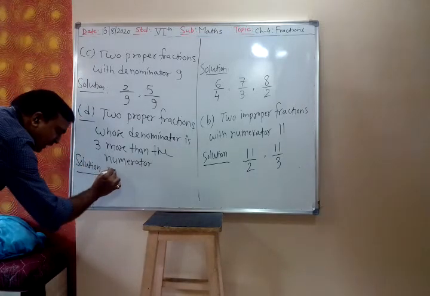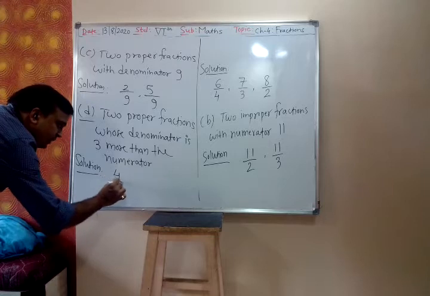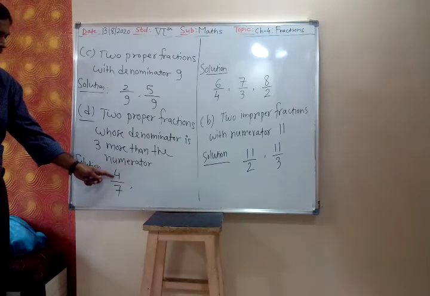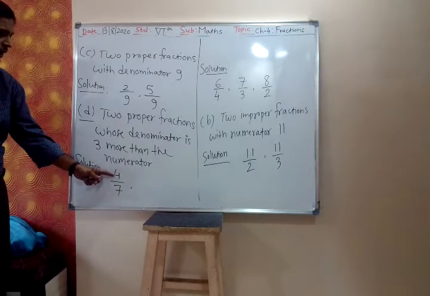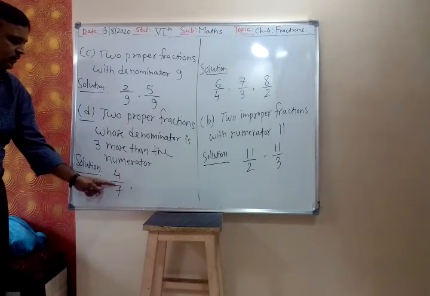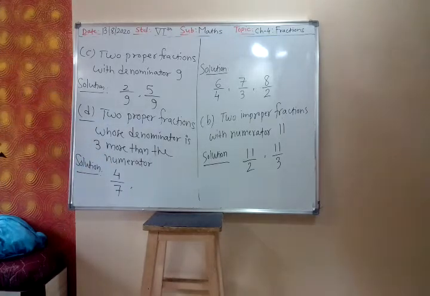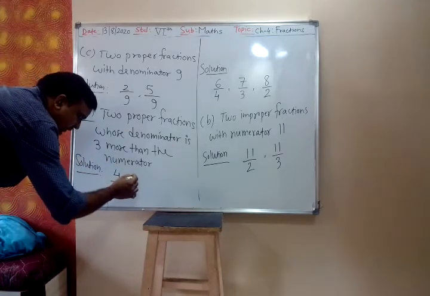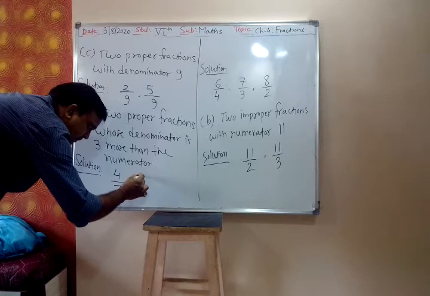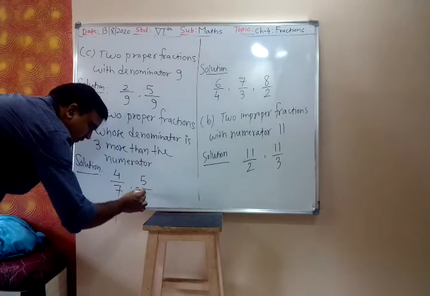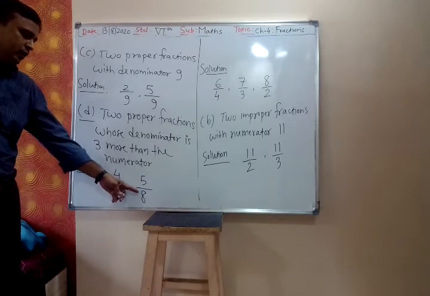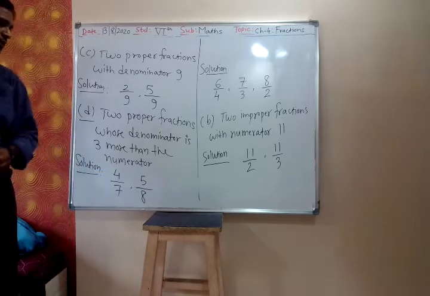So I can take 4 upon 7. It is a proper fraction because denominator is bigger, and denominator is 7, which is 3 more than numerator. 4 plus 3 is 7. Take some other. Yes, you can take 5 upon 8. This is a proper fraction and denominator is 8, which is 3 more than numerator.